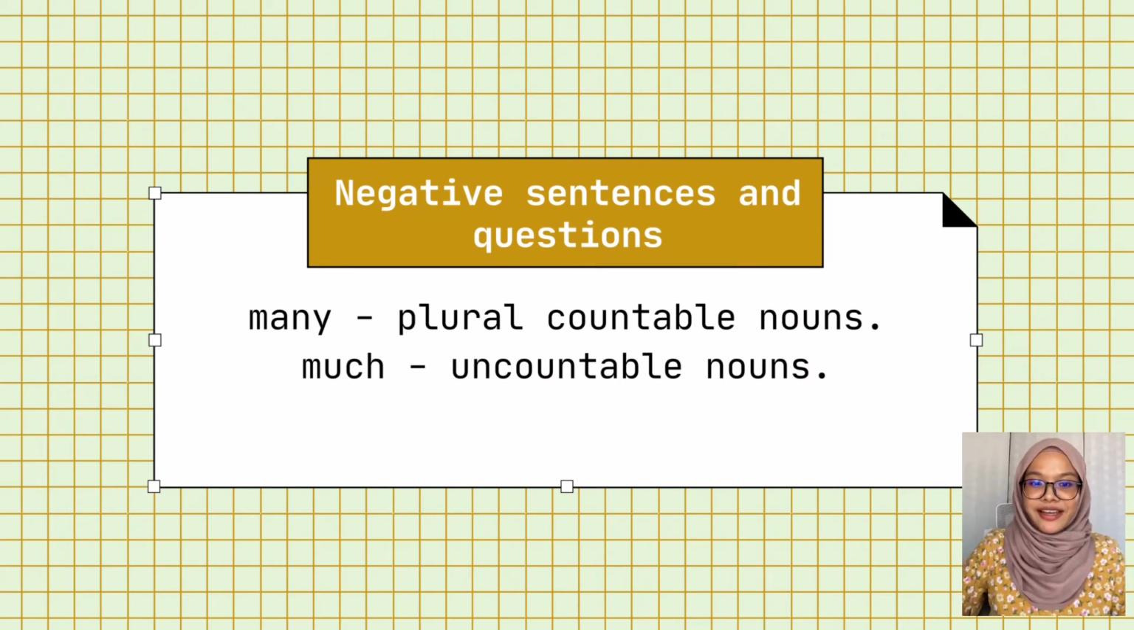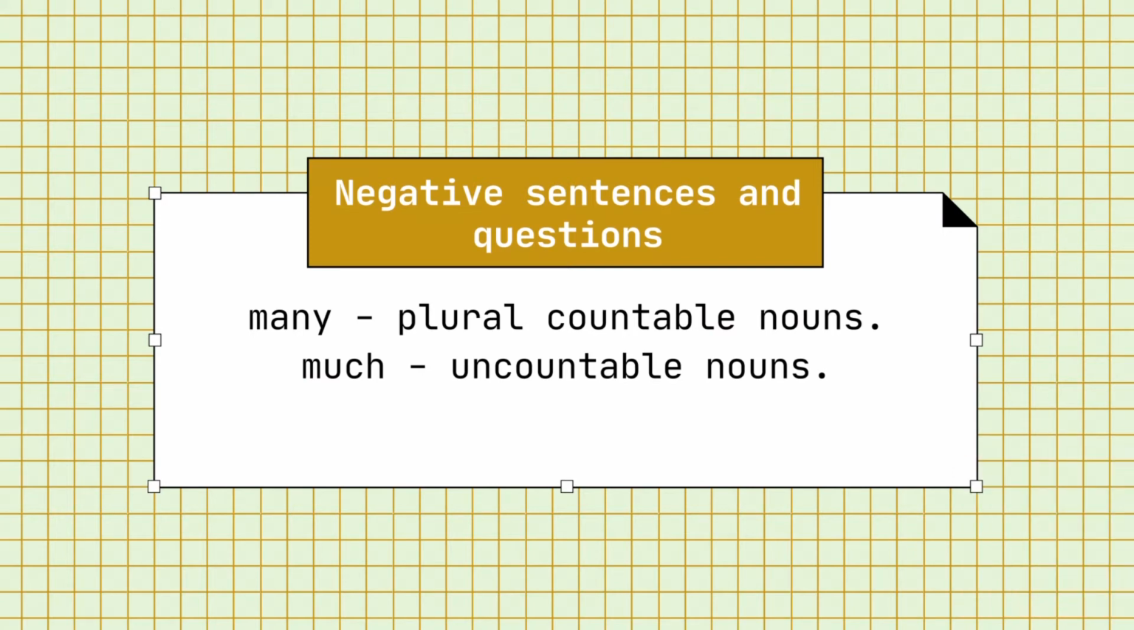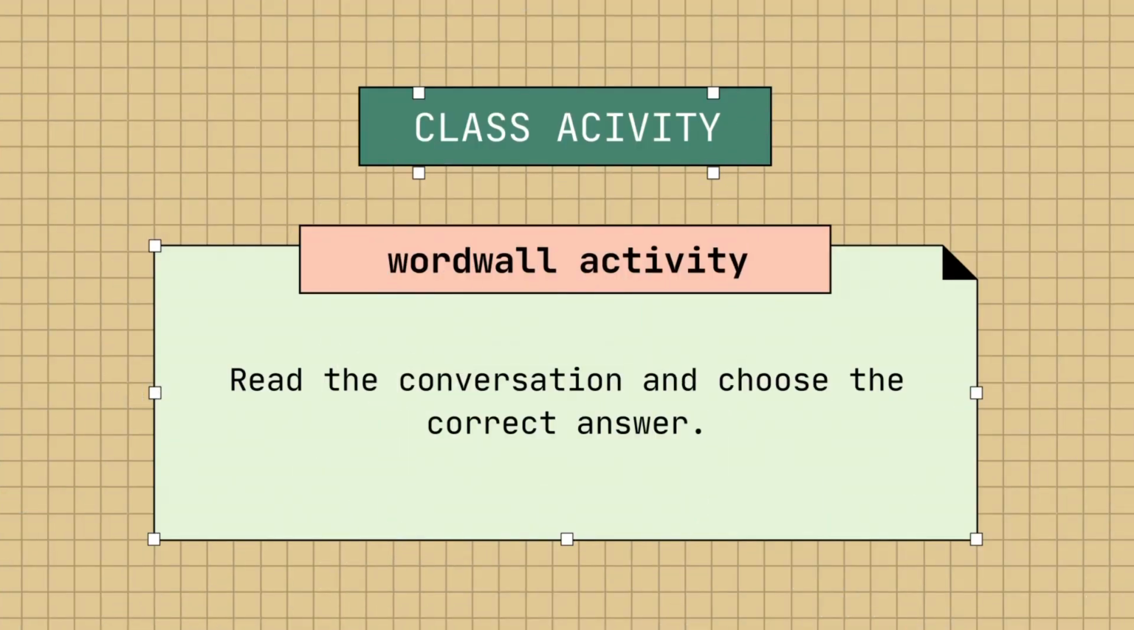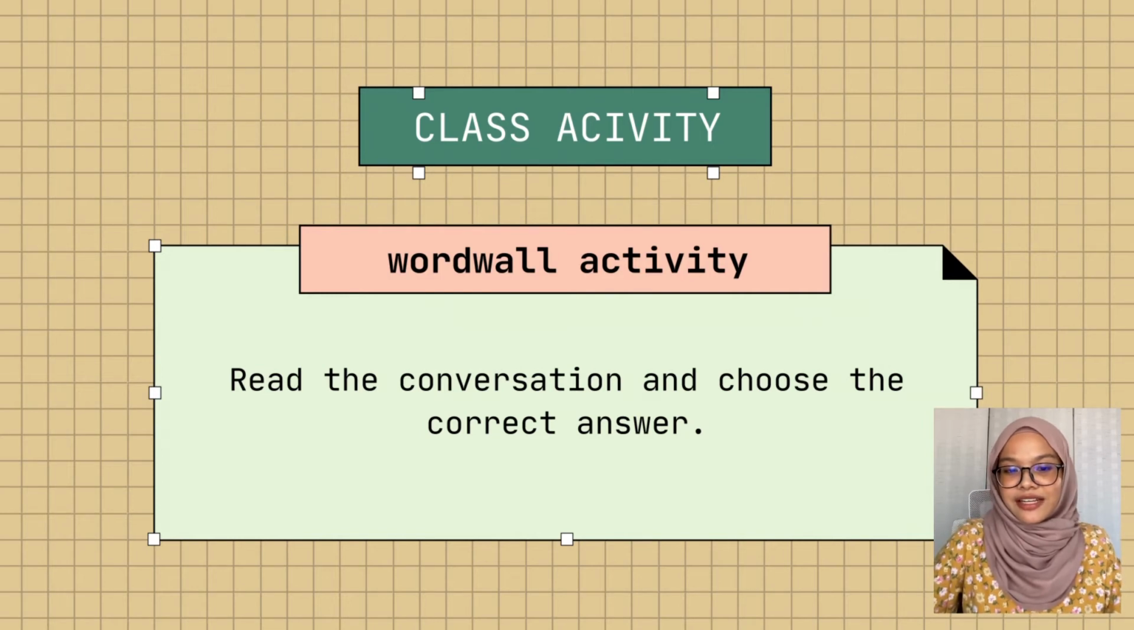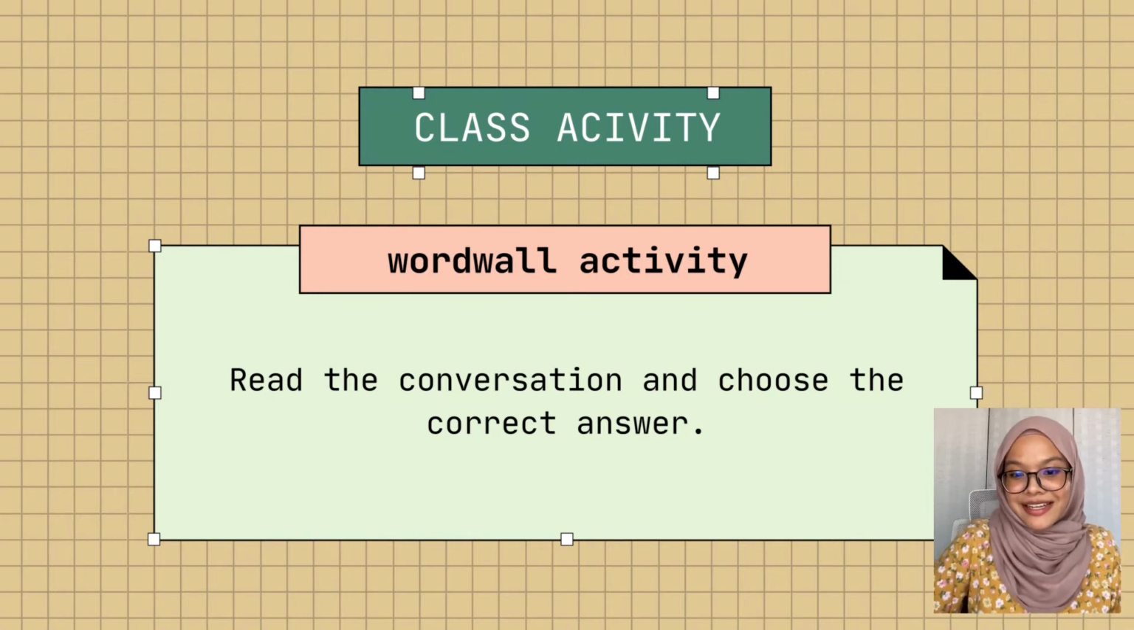However, in negative sentences, we use many with countable nouns and much with uncountable nouns. When we use much and many in negative questions, we are usually expecting that a large quantity of something isn't there. So now let's proceed to the class activity. For the class activity, you need to read the conversations and use the correct answer on word wall. We will discuss the answers together.